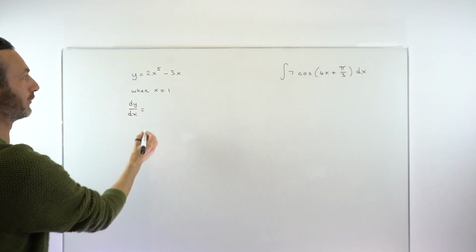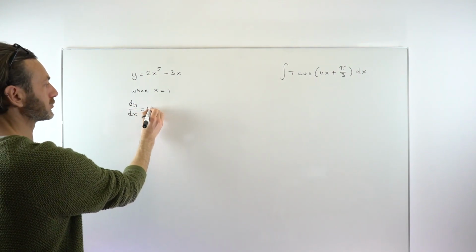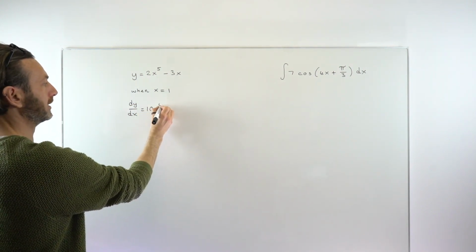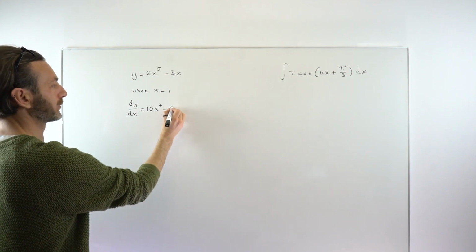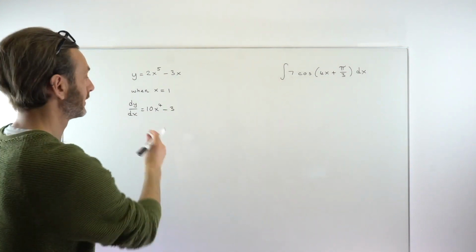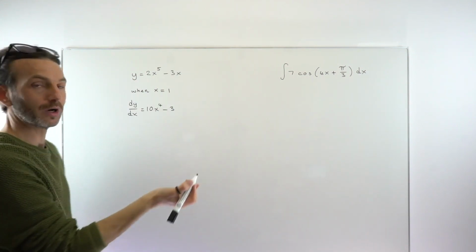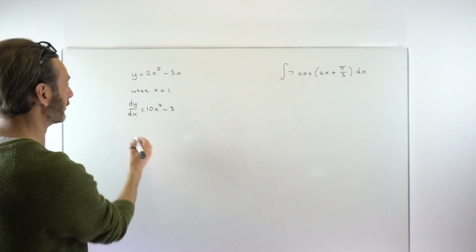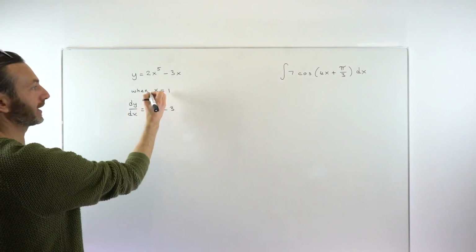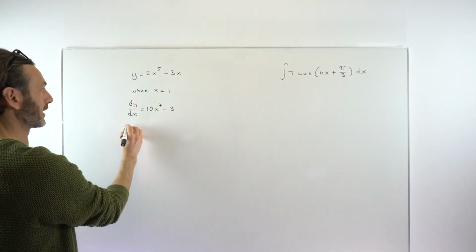These are in a differentiable form, so just using the power rule, that first term would differentiate to 10x to the power of 4, and then minus 3 for the second term. This is obviously a function, it's still got x's in it. To turn it into a number, which is what the gradient is, a numerical value, we just have to sub in the x-coordinate of the point we're interested in, which is x equals 1.